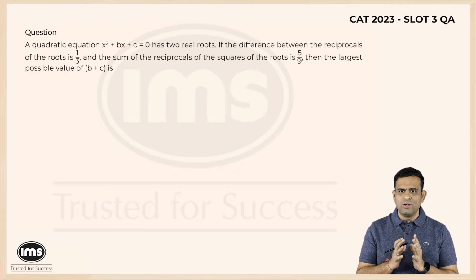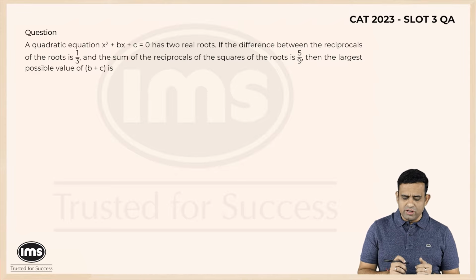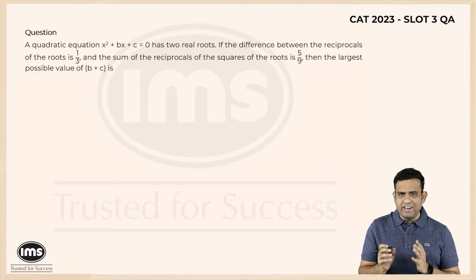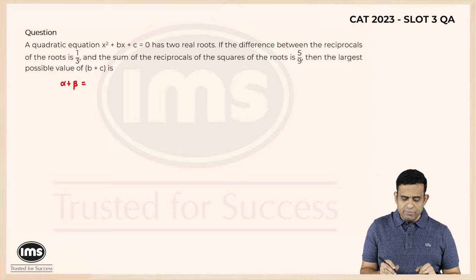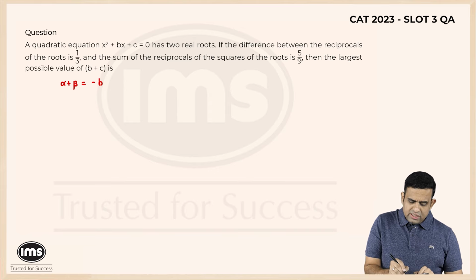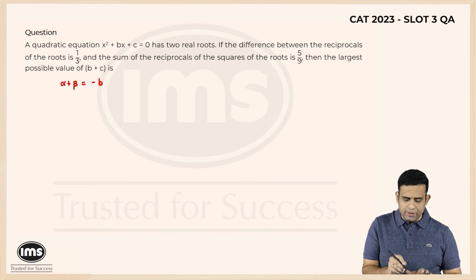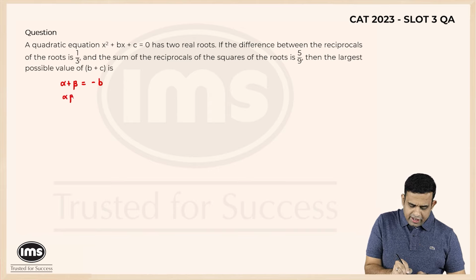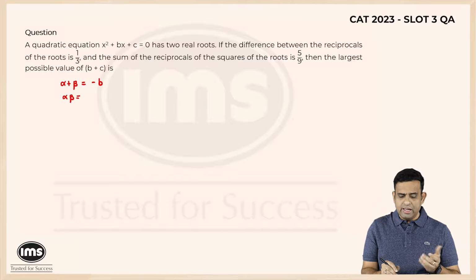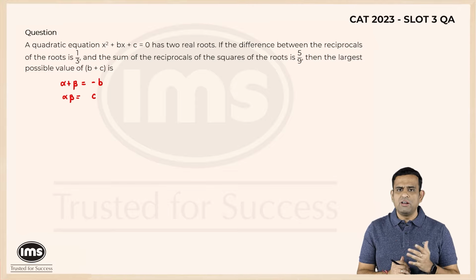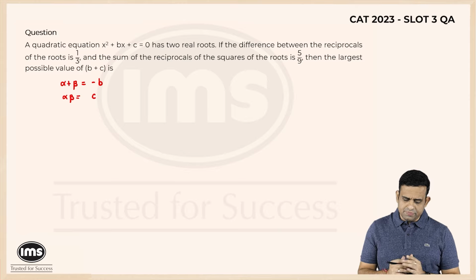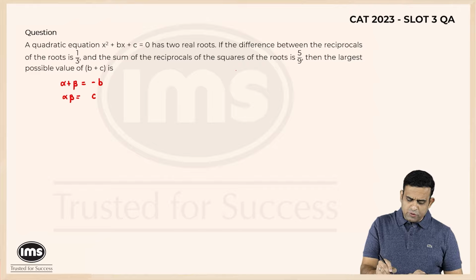Suppose I look at the longer method first. If alpha and beta are the two roots, then alpha plus beta is equal to minus b by a, giving you minus b, since the coefficient of x square is 1. And the product alpha into beta should be equal to c by a, giving you c only. So we have written alpha plus beta in terms of b, and alpha into beta in terms of c. Let's look at the next piece of information.